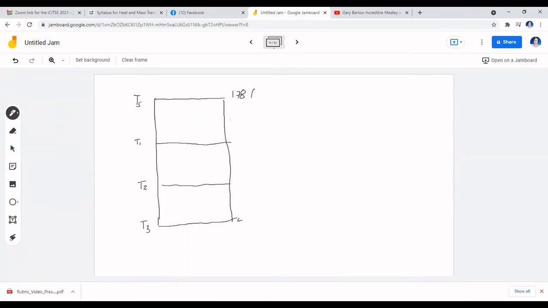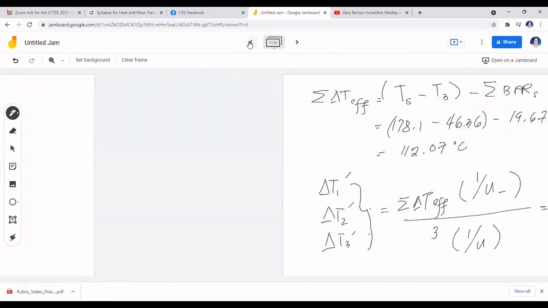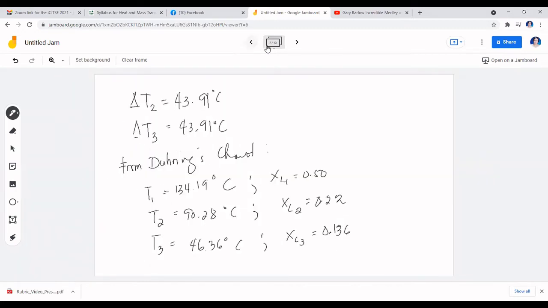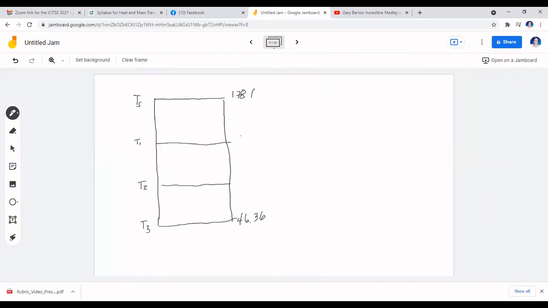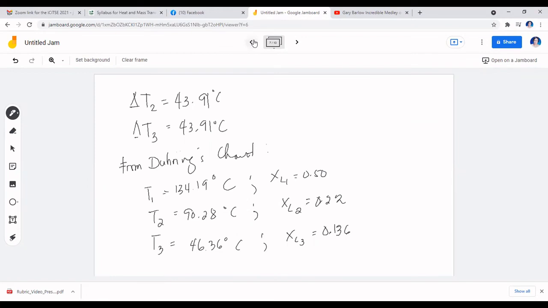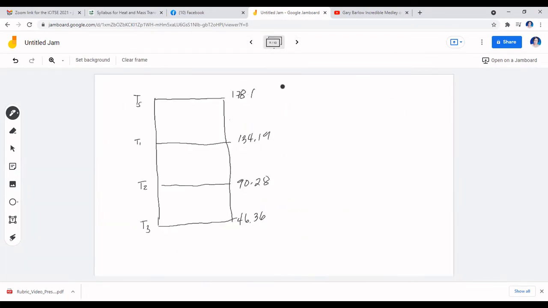So this is 178.1. We have this as 46.36. I forgot the other two. 90.28 and 134.19. So 134.19 and 90.28. Let me see. Oh, 134.19, 90.28. What do you think will be the new construction here?